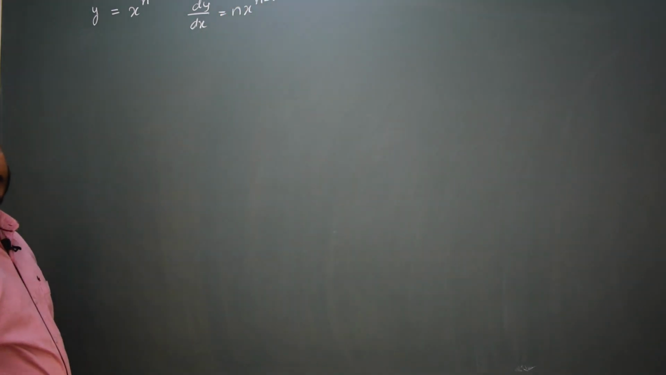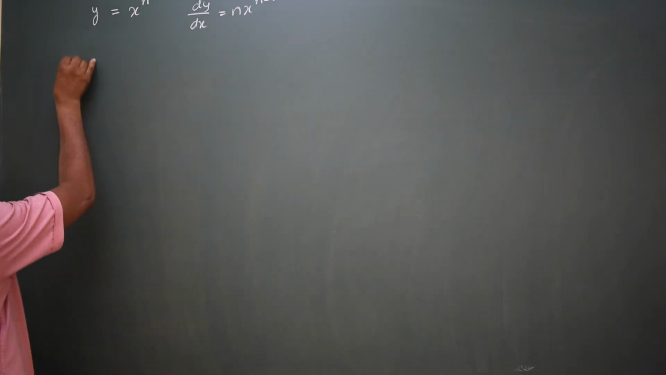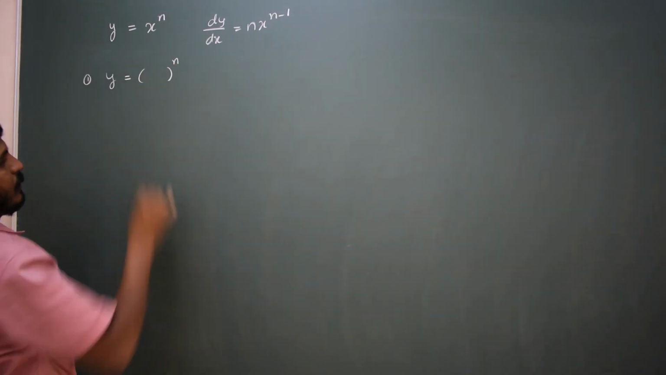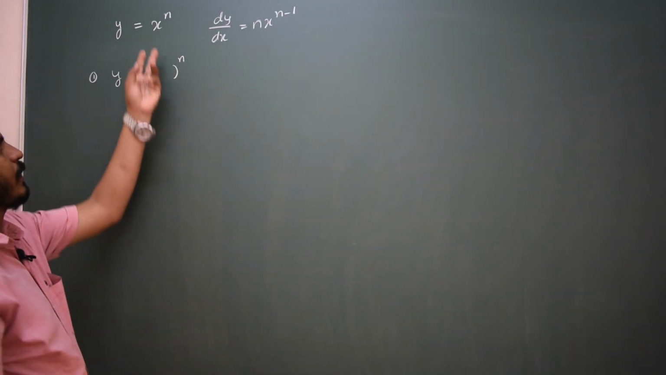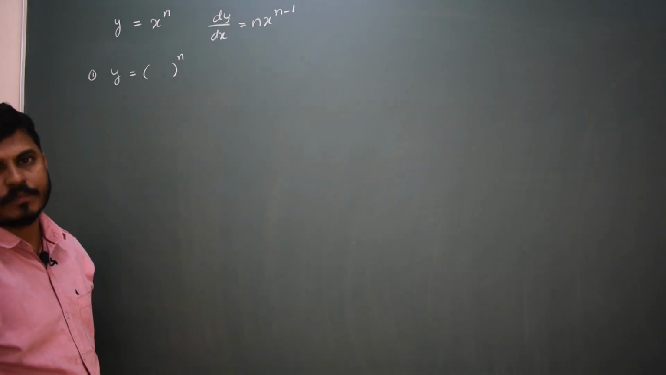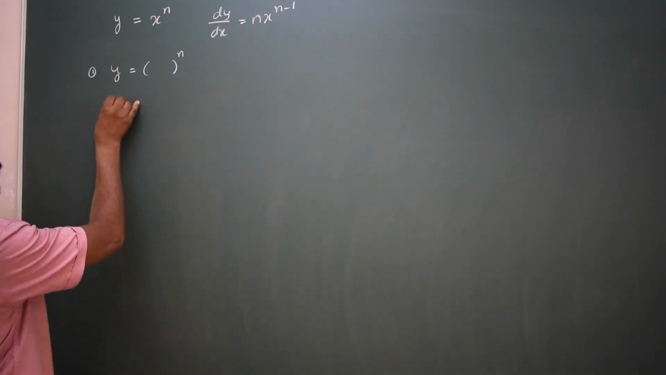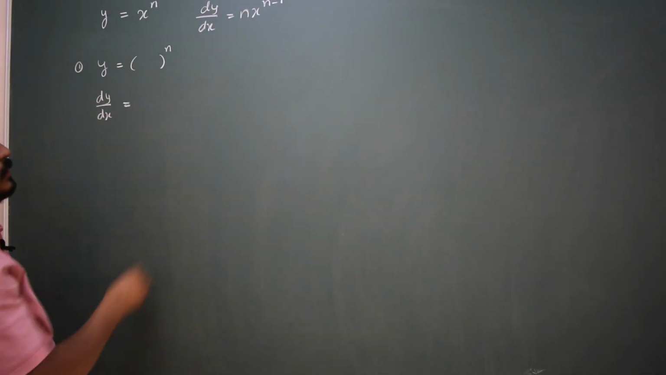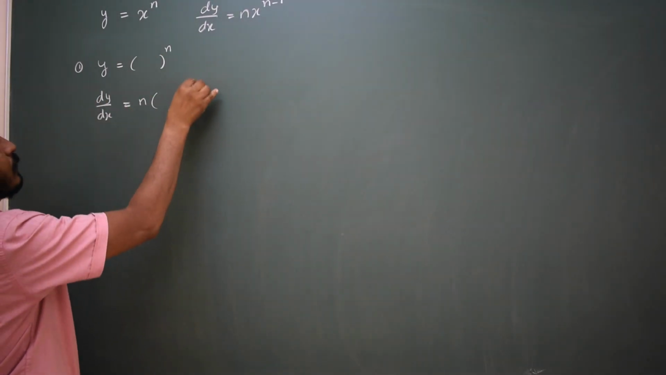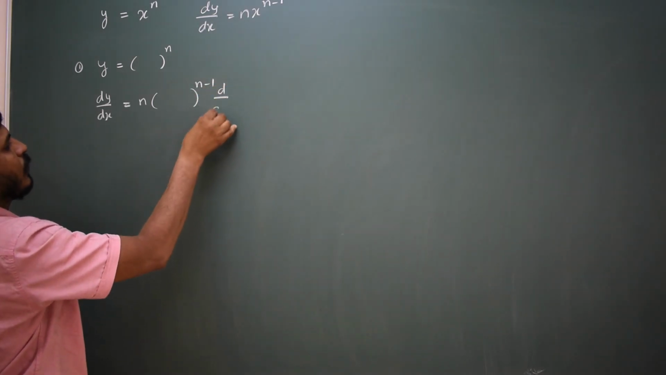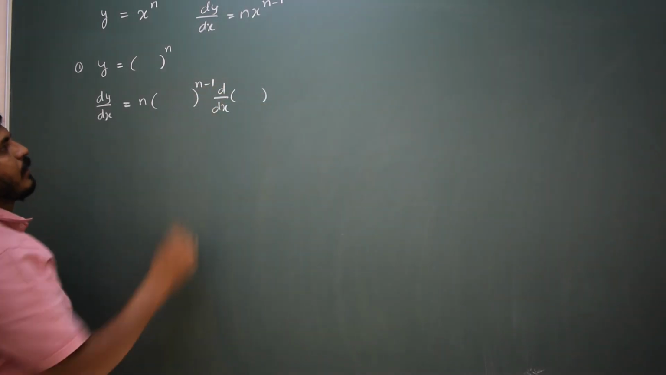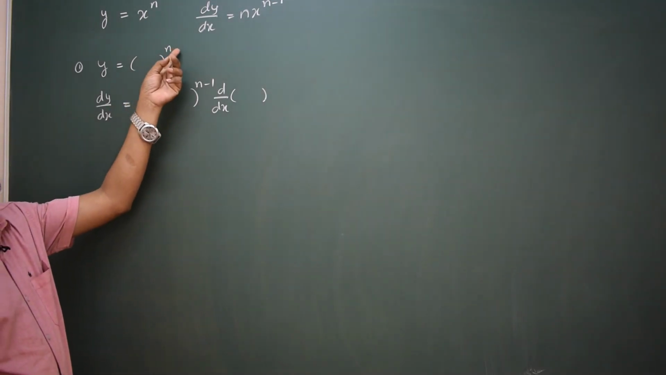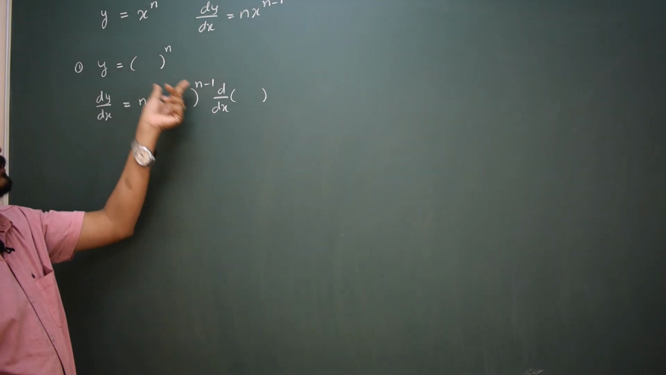n x raised to n minus 1. In the place of x, replace it by something, that is y is equal to something raised to n. You can replace x with any function. Now dy by dx is n into something raised to n minus 1 into d by dx of something. All the formulas are like that only: n into something raised to n minus 1 into differentiation of something.